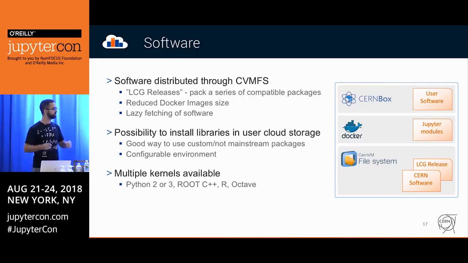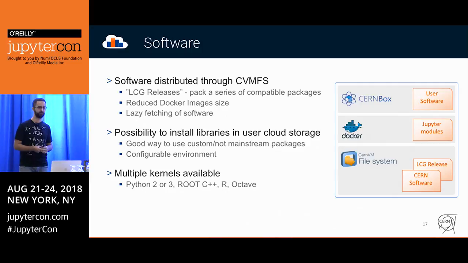And a note here, we are providing 4 kernels to our users: Python in version 2 or 3, depending on the stack that you choose. We also have ROOT C++, of course, this was the origin of this project. Then we have R and Octave. All of these come from CVMFS, because that's where we install them.